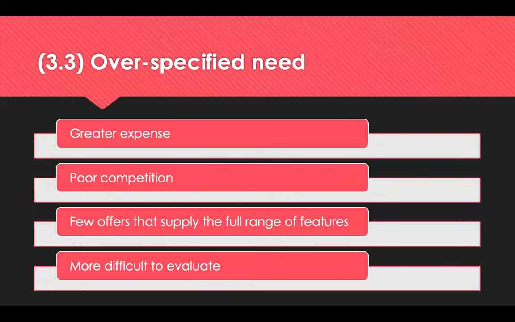Overspecifying has the potential to cost more, as things are requested that aren't really needed. Overspecification can also unnecessarily reduce the number of suppliers that are available, because others may be able to offer the actual requirements, but not the requirements as per the spec. The more complex the specification, the more difficult it is to evaluate. So again, CIPS identify 4 main risks: greater expense, poor competition, few offers that supply the range of features, and that it is more difficult to evaluate.